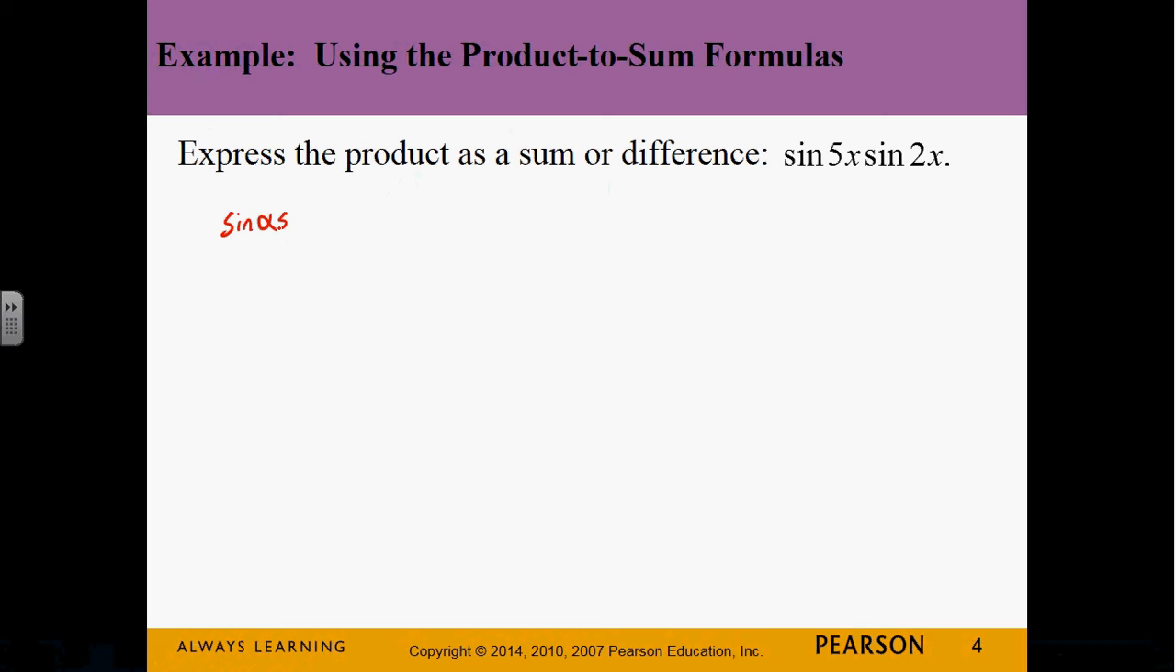Sine alpha, sine beta. All right, so we're looking at, they're both sine, so I know that my things are going to be cosine and cosine. I know that with cosine, we always do alpha minus beta first, and then alpha plus beta. And I know that sine is always, excuse me, subtraction.